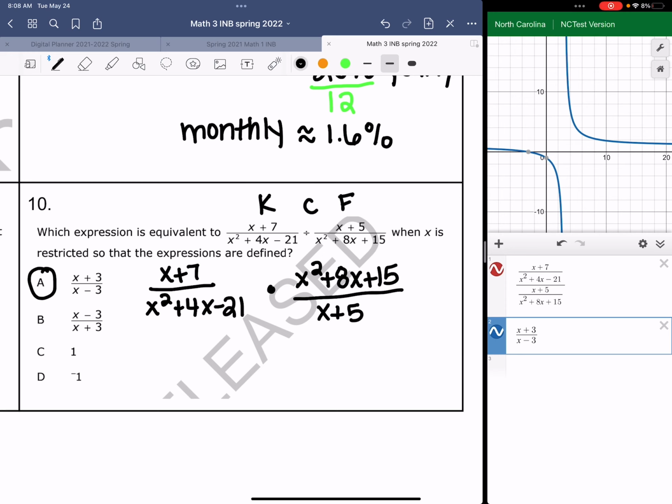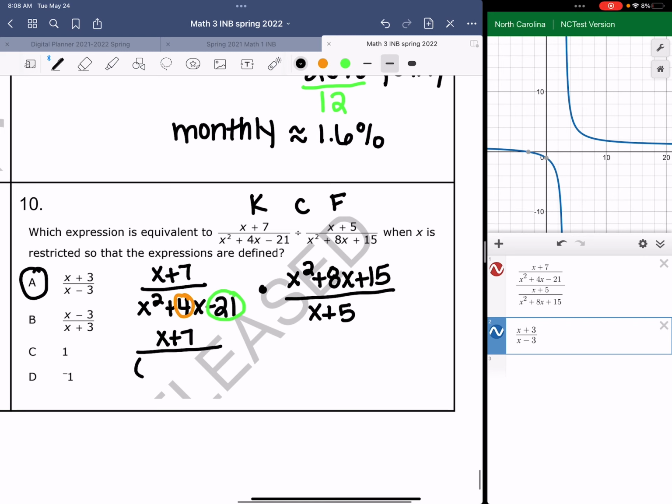So in this one, we're looking for two numbers that multiply to give you 21, but add to give you 4. Those are going to be 7 and 3. But we have to make sure the 7 is positive and the 3 is negative. Then over here, we're going to have two numbers that multiply to give me 15, but add to give me 8. That's going to be 3 and 5. So this is going to be x plus 3, x plus 5, and that's going to be over x plus 5.